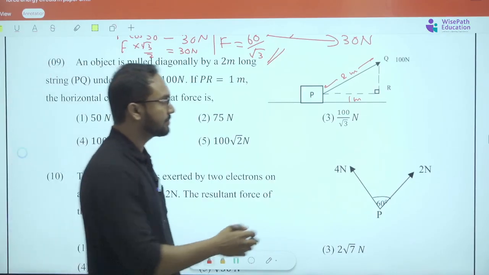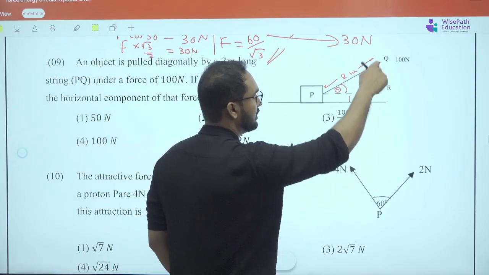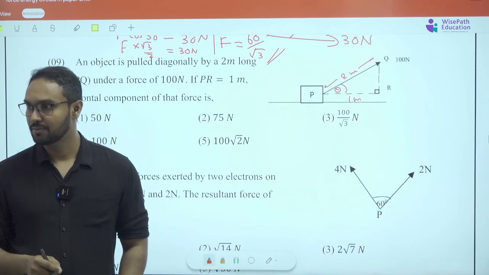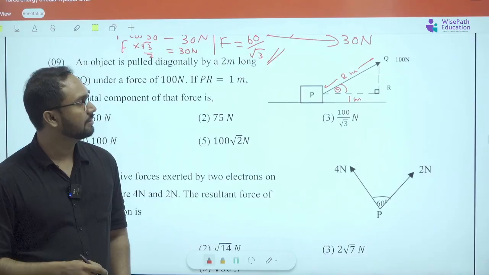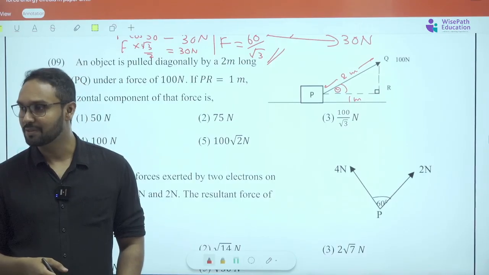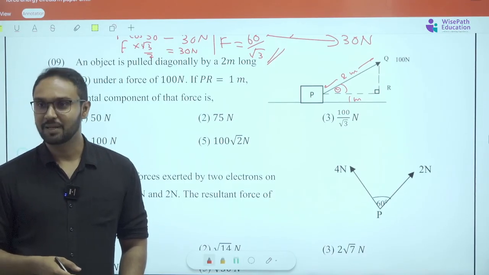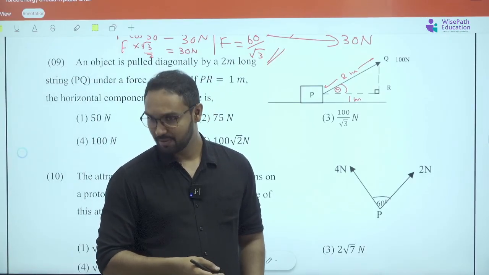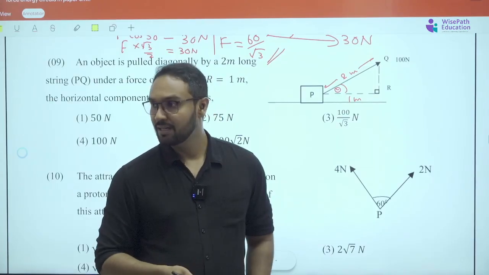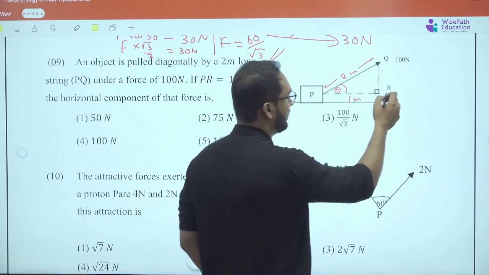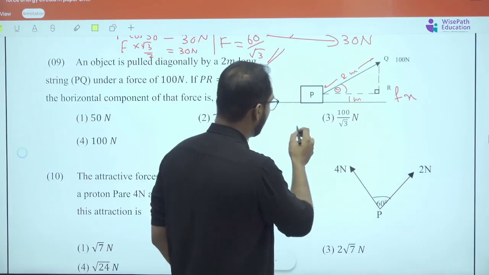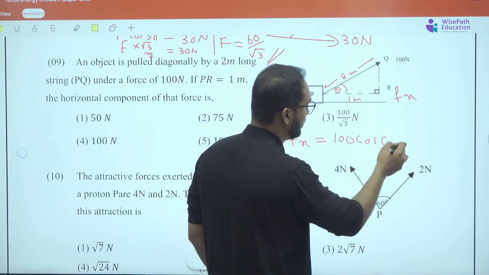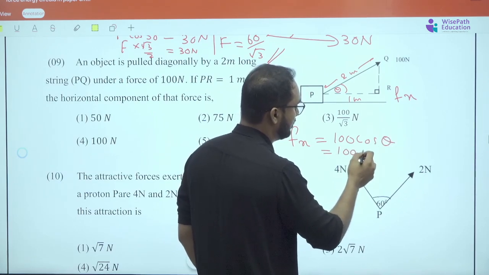I will explain it. What is the horizontal component of the force? That is 100 cos theta. So if I take the horizontal component as Fx, Fx should be equal to 100 cos theta. So 100 into cos theta is what?